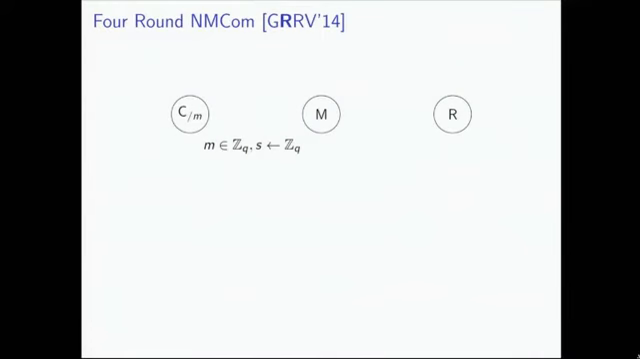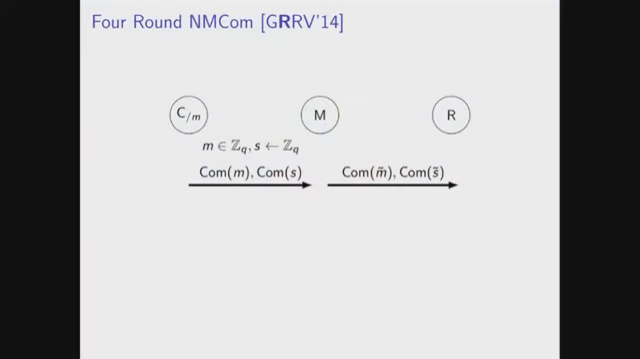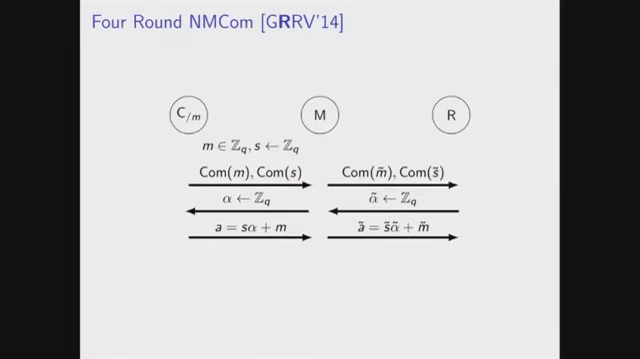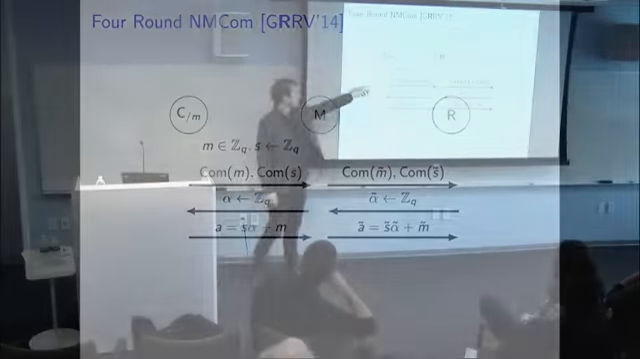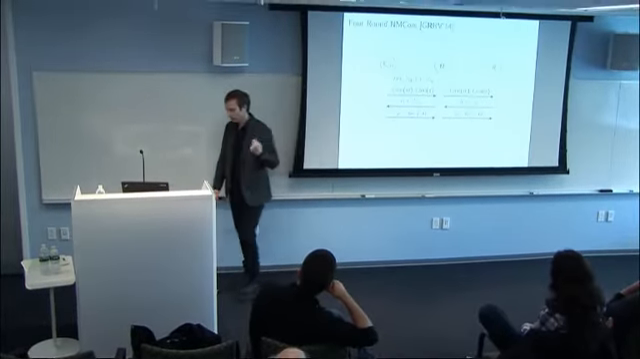The committer has a message M. It's a field element that he wants to commit to. So he chooses a random other field element S, and he commits to them both. He sends commitment to M and commitment to S. And then the query is just a random field element, alpha. He responds with this linear evaluation: A equals the random value he committed to times alpha plus the message. And then he proves in zero knowledge that he answered correctly. M is the message, S is just some randomness.